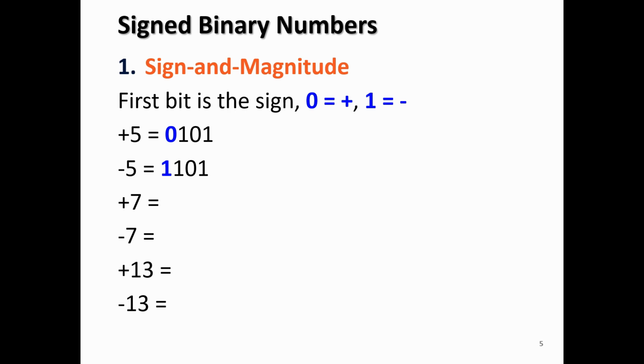What about 7? 7 in binary is 1, 1, 1, and if it's positive, we put a 0 in front. For negative 7, again we have 1, 1, 1, and since it's negative, we put a 1. It's that simple. What about 13? 13 in binary is 1, 1, 0, 1. If it's positive, we put a 0 in the front. If it's negative, we put a 1 in the front.